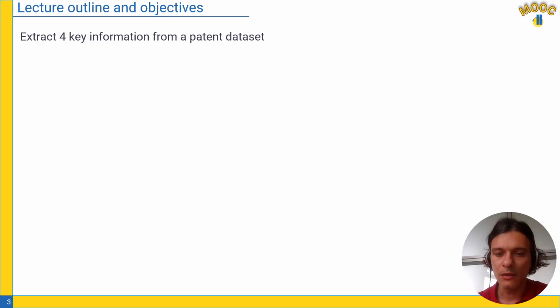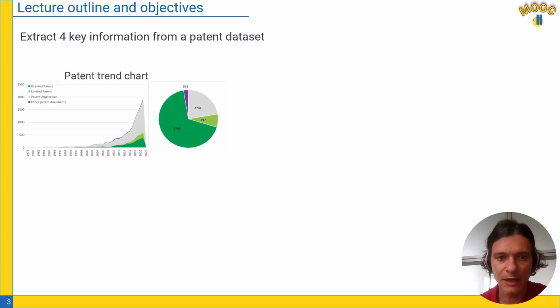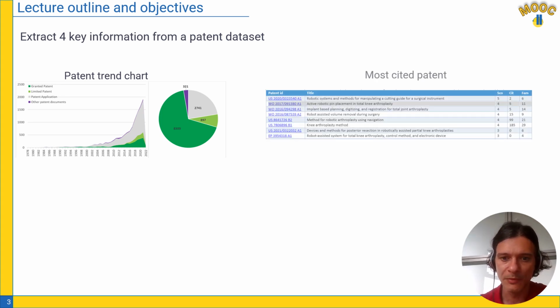The learning objective for this lecture is to teach you how to navigate in general patent databases and understand what kind of information you can get from them and how you can work with this information. You're going to extract four key information from the dataset that are going to allow you to do four visualizations. The first one is the patent trend chart, which shows how many patents have been filed over a certain period.